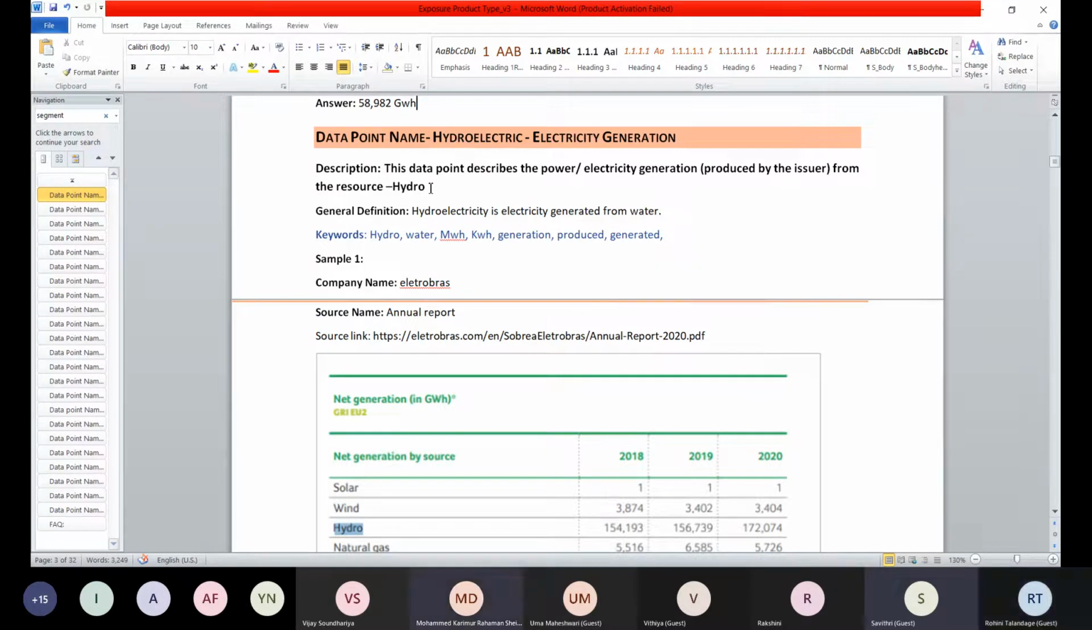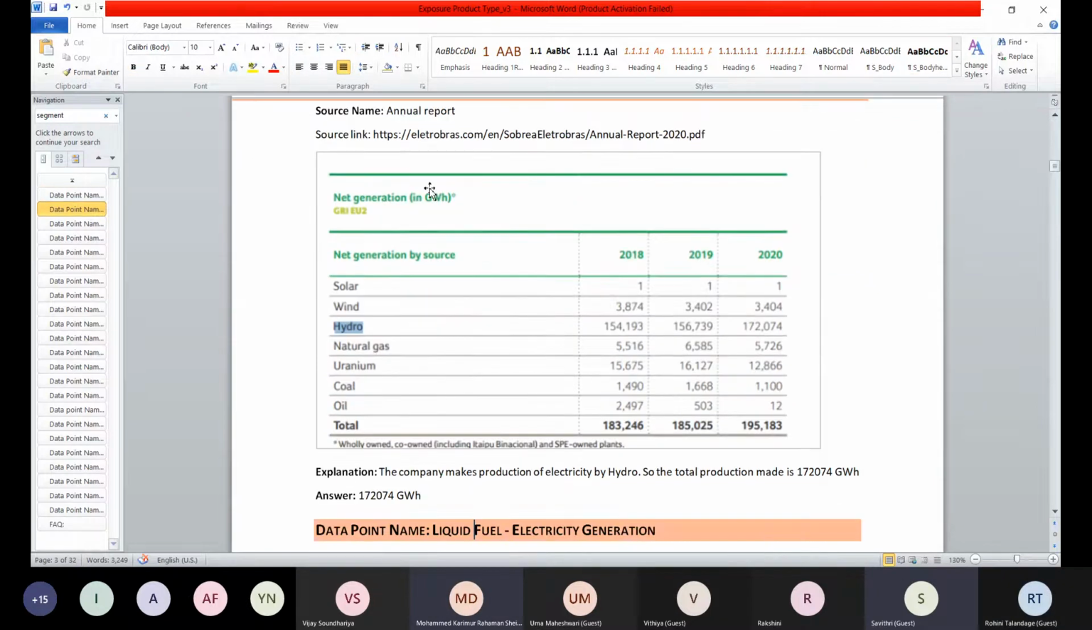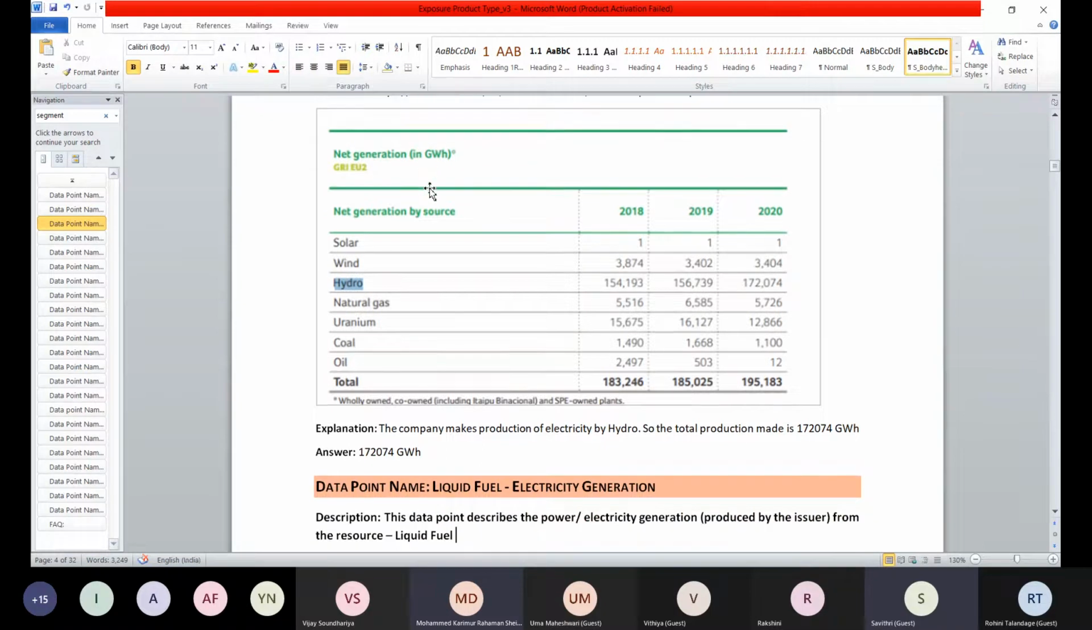If you see this snap, the heading itself says net generation. The unit is given in GWH, and they're also saying net generation by source. So using all of these sources, they have generated the electricity. In that they also used hydro as a source. From hydro, they generated 172,074 GWH for 2020. This is the data we need to capture for hydroelectric electricity generation.